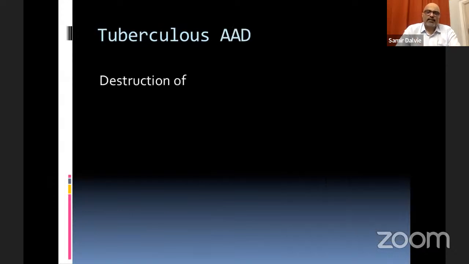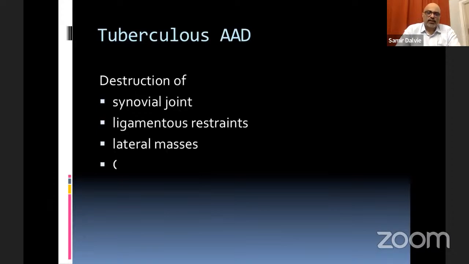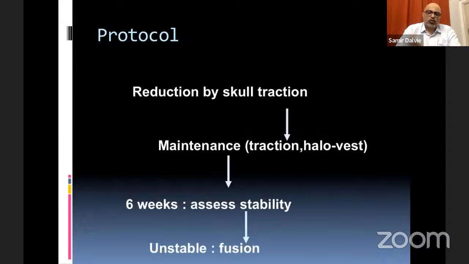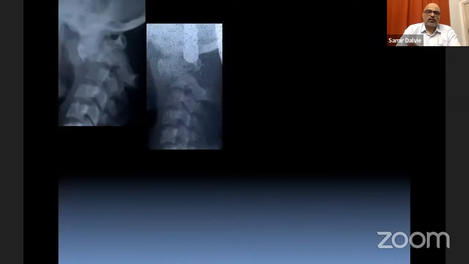And these are usually treated conservatively. What happens is there's a destruction of the synovial joints and the ligamentous restraints, and therefore it causes an atlantoaxial dislocation. And what we need to do for them is we reduce them by traction, and we maintain them either by traction or a halo vest. And this can be treated.